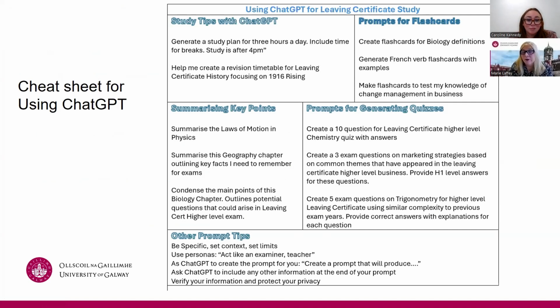As I said, to finish, be very conscious that you don't upload anything that could be identifiable to you. Verify your information. You need to be specific. It needs to know what subject, Leaving Cert, Ireland, higher level, lower level, and using the personas of a teacher or an examiner gives you a much better answer with regards to what they would be looking for. That's where being specific is so important. And as I said, using it as a tool.